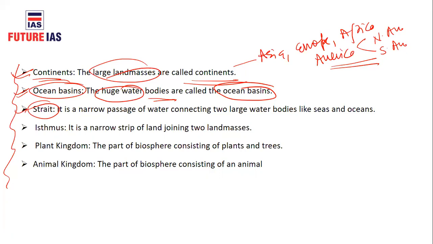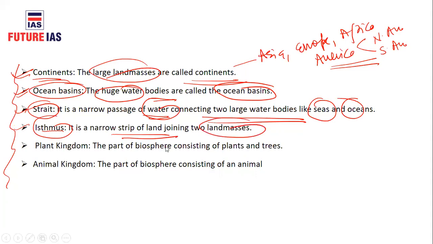Let's understand the strait. Strait, as I told you, is a narrow passage of water connecting two large water bodies like seas and oceans. You have the Strait of Gibraltar. Once you see the map, you will find that the strait is the narrow passage of water which connects the two large water bodies. Isthmus means a narrow strip of land joining two landmasses. For example, the Isthmus of Panama connects two larger landmasses, North America and South America. The difference is that a strait is a passage of water which connects two larger water bodies, for example the strait which connects the Red Sea and the Mediterranean.